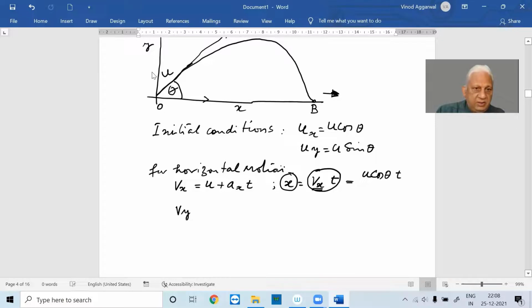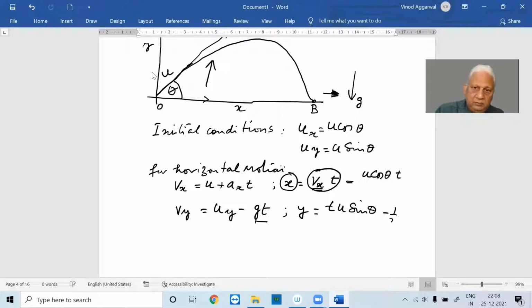And velocity in the y direction is initial velocity in the y direction minus acceleration, because g is acting downwards against the motion. The projectile is trying to go up, whereas g is trying to go down. So the acceleration is in the negative direction, which means y is equal to... right.